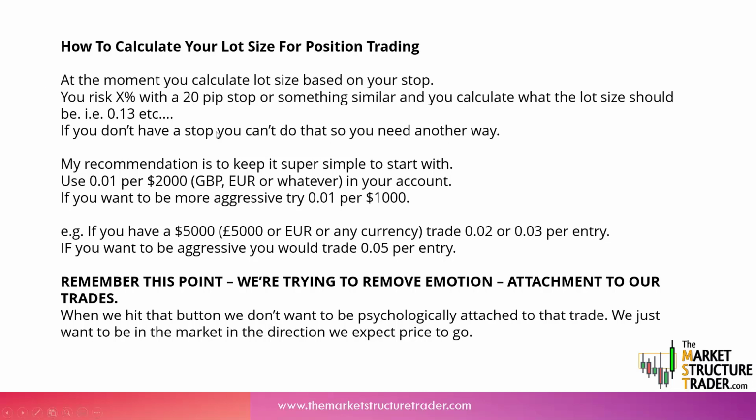Okay, so lot sizing covered. Very, very simple. There's other ways to calculate this, and we can discuss this at a later stage. I might even do a video on it. The EA has another way to calculate lot sizing based on risk. But to start with, what I want everybody to do is just use 0.01 per 2,000 in their account. And if you want to get aggressive from day one, which most people do, go with 0.01 per 1,000, and let's see how we get on. But see what the impact is when you're doing that.